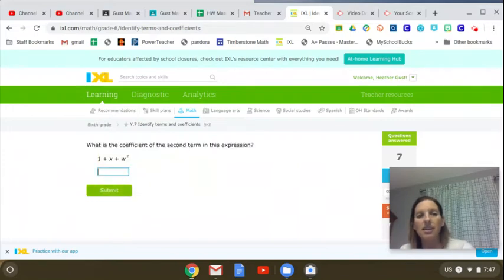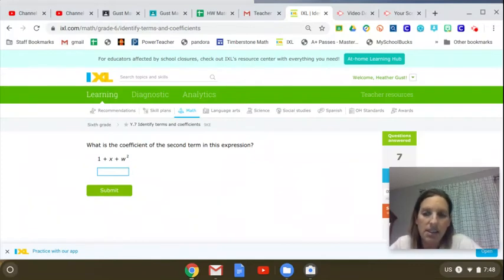And then the next question is asking about what is the coefficient of the second term. So first I have to look at how many terms I have. I have a 1, I have an x, and I have a w squared. So I have 3 terms here, 1, 2, 3, but I need to look at the second term, and it's asking what is the coefficient of the second term.